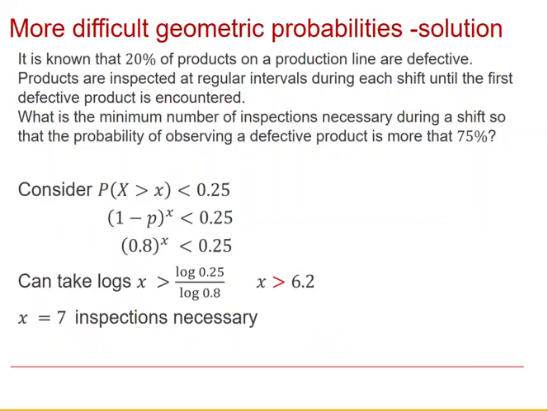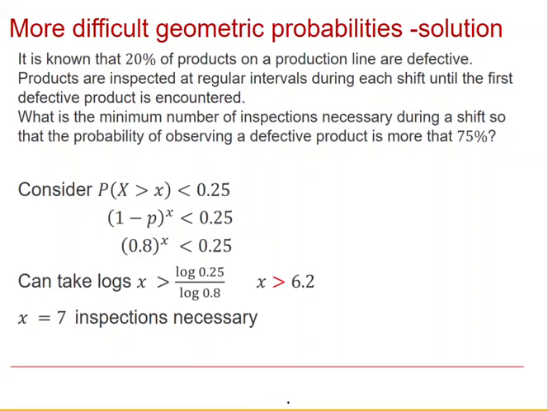So if we now try to solve this equivalent inequality, the probability X is greater than a particular value must be less than 0.25. Again, if X must exceed a particular value, we must have had that number of failures up to that point. We are going to need more than x inspections if we've already had x failures at finding a defective product. So that's equivalent to (1 minus p) to the power x is less than 0.25. p equals 0.2, so we just have to solve the inequality 0.8 to the power x is less than 0.25.